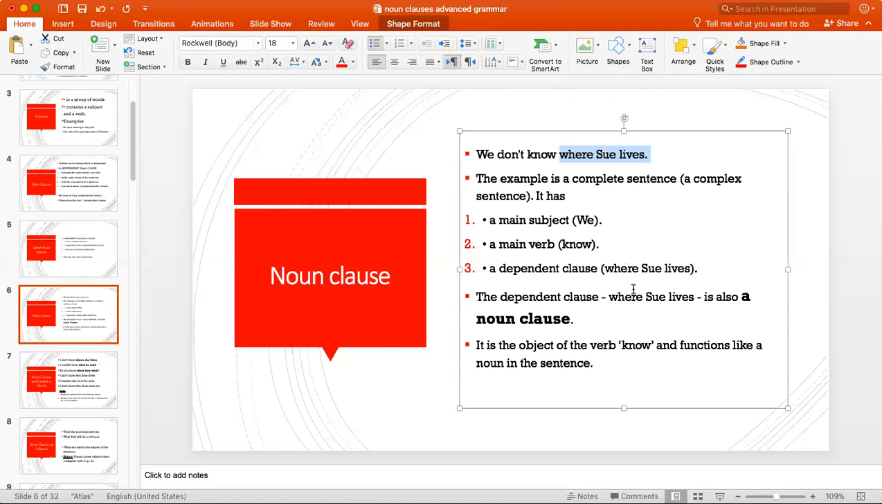So the example here is a complex sentence because we have two subjects, two verbs connected with a subordinator here, where. It's different from the where does she live? This is a simple sentence. But where Sue lives is the noun clause. It functions here as an object to the verb know. So the main verb is know. The subject is we. The dependent clause is where Sue lives, and the independent clause we don't know.